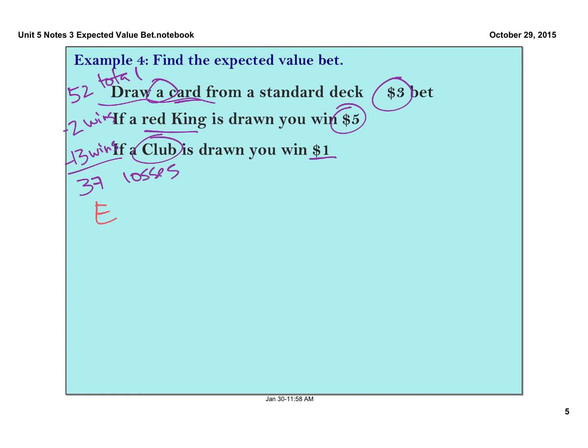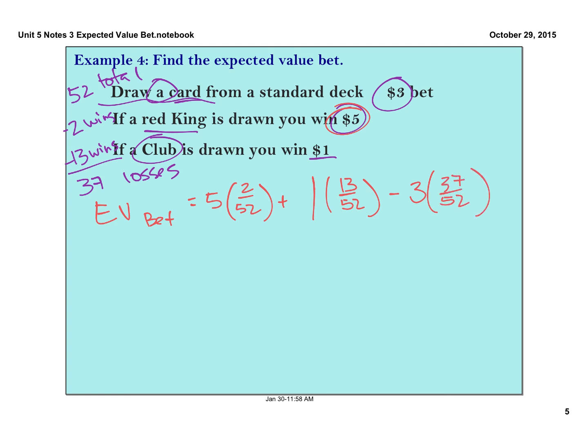All right, so here's my expected value. I have 2 payouts here. $5 for 2 wins out of 52, plus $1 for 13 wins out of 52, minus the bet amount of $3 times 37 losses out of 52. Multiply all those together, that's 10 out of 52, plus 13 out of 52, minus 3 times 37, I don't know that off the top of my head, 111 out of 52.